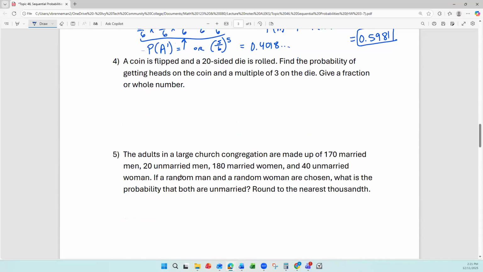All right, number 4, a coin is flipped and a 20-sided die is rolled. We want the probability of getting heads on the coin and a multiple of 3 on the die. So heads on the coin, that's 1 out of 2. Multiple of 3 on the die, we're looking at a 20-sided die, so multiple of 3 would be 3, 6, 9, 12, 15, 18 are the multiples of 3 between 1 and 20, so 6 of those, 6 out of the 20.